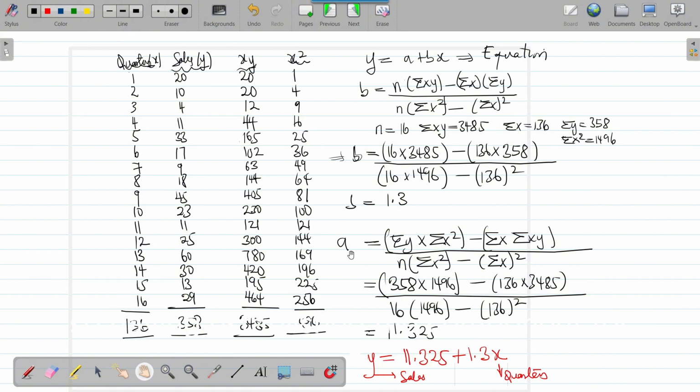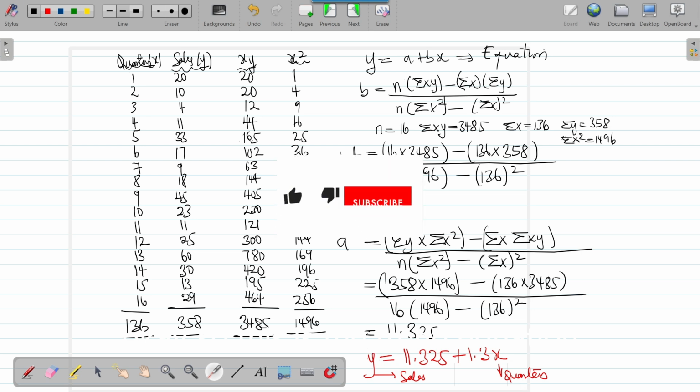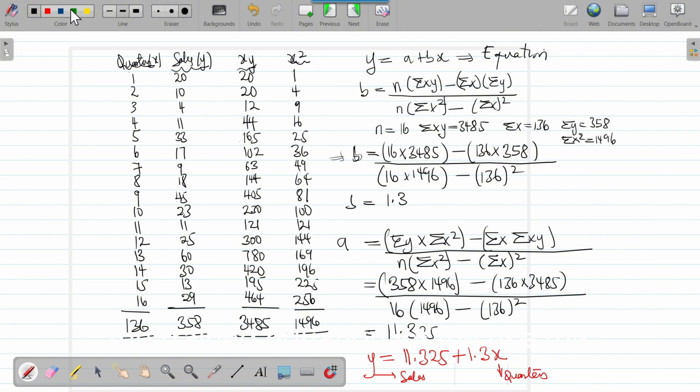So having established the components for A as 11.325 and B as 1.3, then we can come to the top here and put it into the equation. So we can have y equals 11.325 plus 1.3x. Okay, so this is the trend equation.